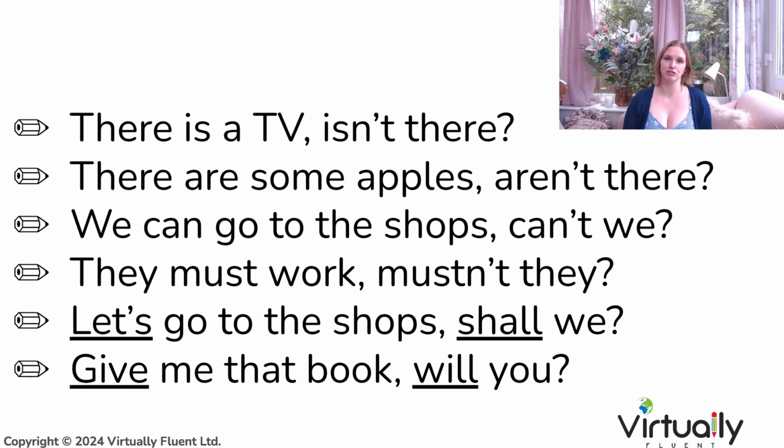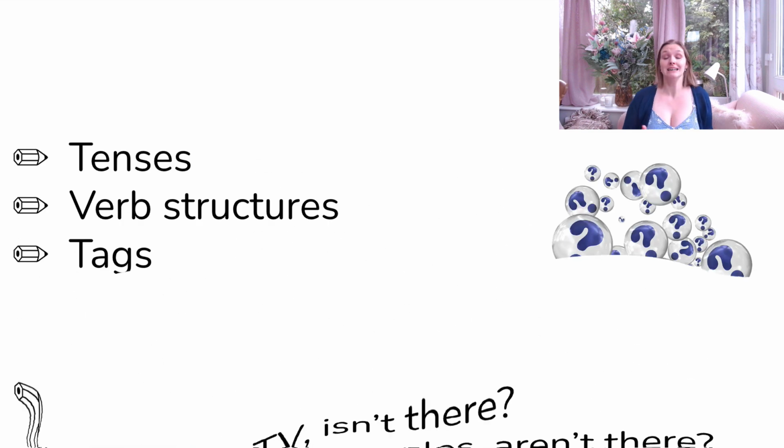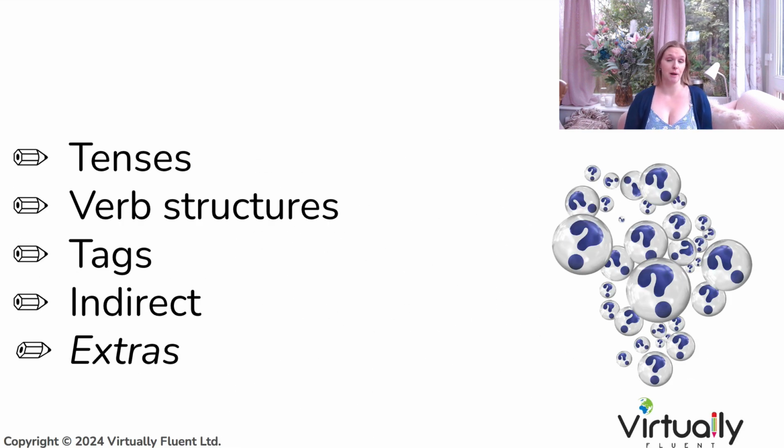And a couple of extra notes is that when we make suggestions using let's, for example, let's go to the shops, then our question tag is actually shall we? Sometimes you'll hear shan't we? And the final one is if we command something, for example, give me that book, then you can use will as the question tag auxiliary verb, will you? And sometimes you'll also hear the negative form, won't you? So that's everything that you need to know about question tags.